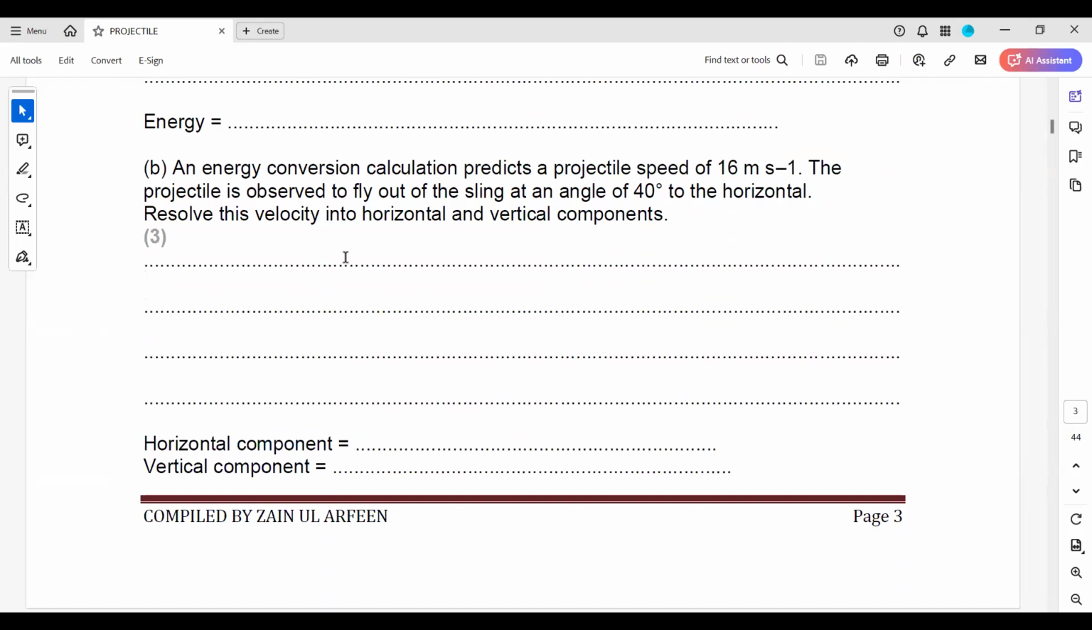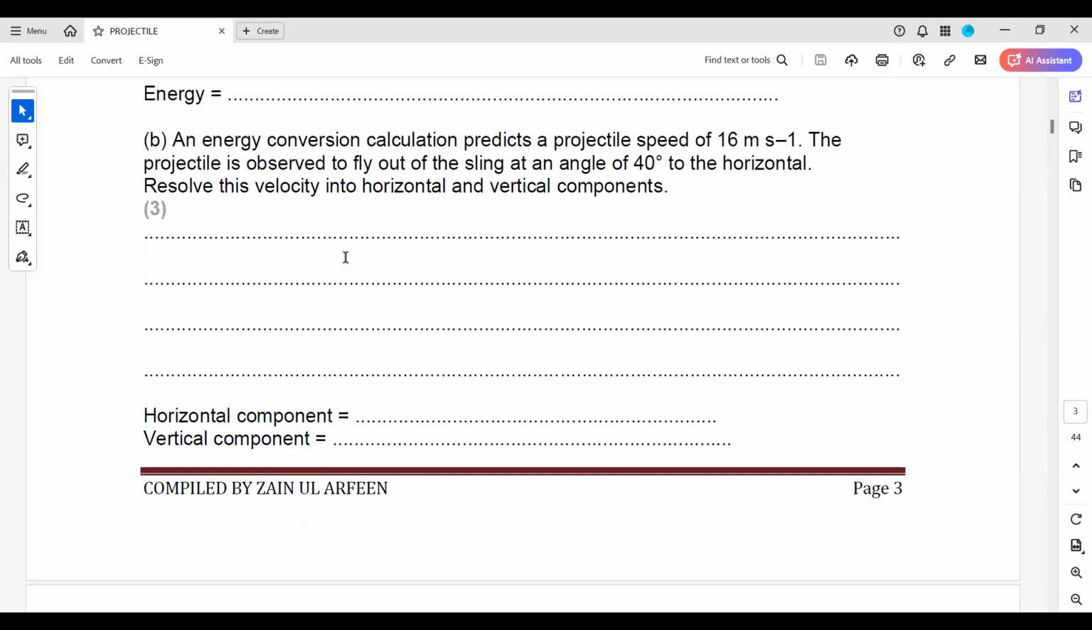Next is the energy conversion calculation. Predict that the projectile speed should be 16. The projectile is observed to fly out of a sling at an angle of 40 to the horizontal. Resolve the velocity into horizontal and vertical components. So the projectile, they mention, is moving at a speed of 16 meters per second at an angle of 40 to the horizontal.